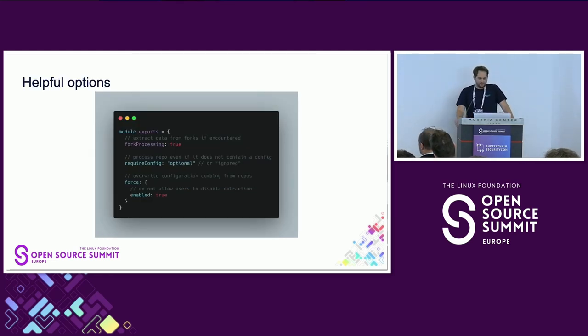Other helpful options which should be considered here are these four. Fork processing basically enables Renovate to actually consider forks, because by default it ignores forks, because while you should normally update forks on your side, they should be upgraded upstream. The second one is require config. This can be set to optional or ignored in that context. Optional means, okay, consider local repository configurations like regex managers, as mentioned before, or completely ignore whatever people are doing in their repositories.